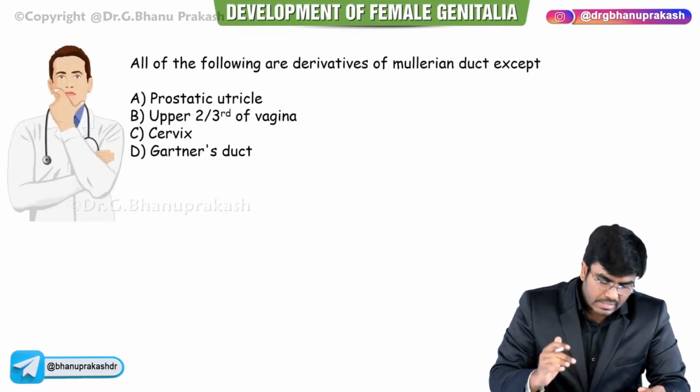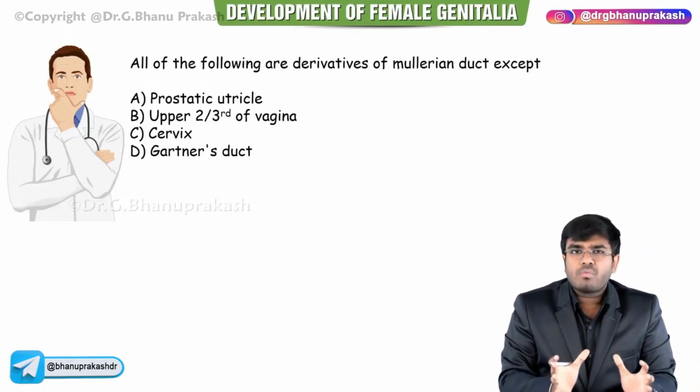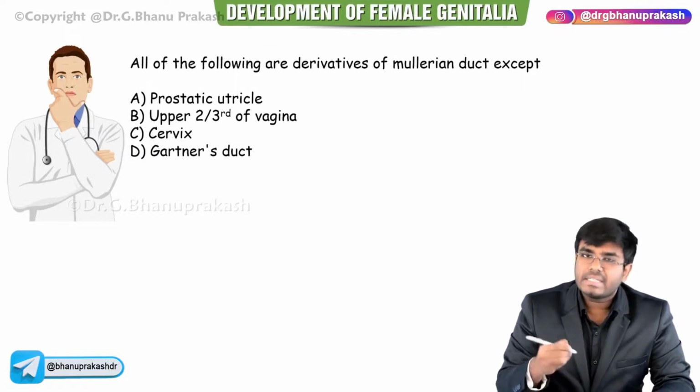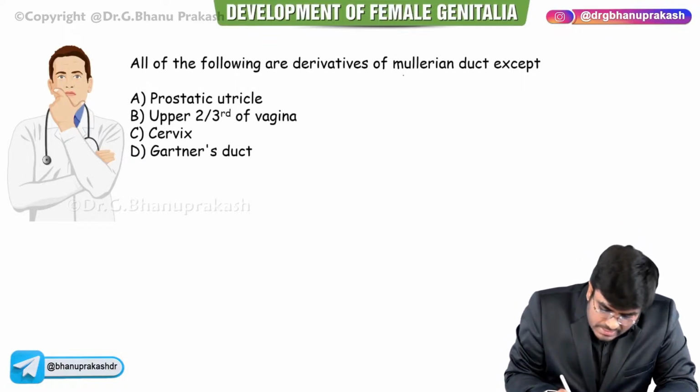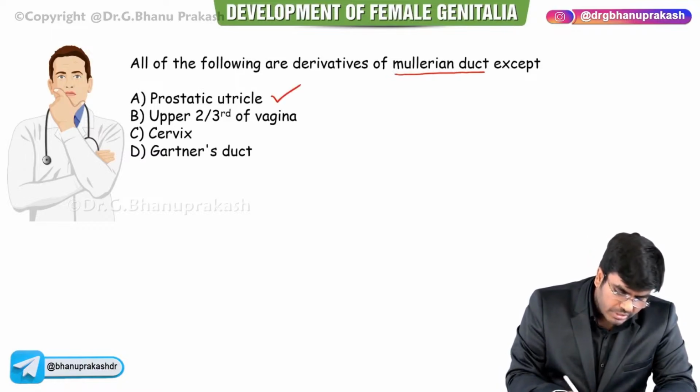Now after seeing this, let's see some questions. Not just some questions, this is a type of question which will be repeatedly asked. All of the following are derivatives of the Mullerian duct except. So they are asking the derivatives of the Mullerian ducts. What are they? Prostatic utricle.